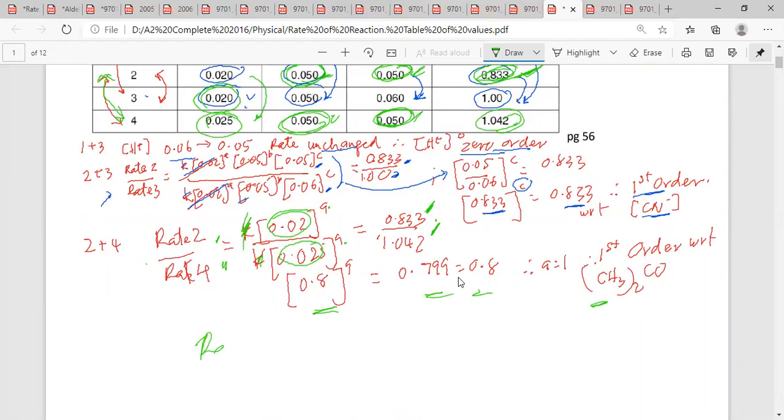Therefore, I can put the rate. It's equals to K concentration of what? Propanol power 1, right? Cyanide power 1, the cross H plus with power 0. Okay, so easy is it? So now let's look at another example.